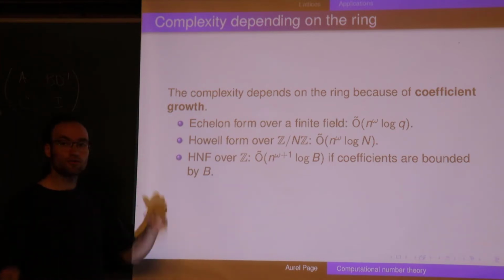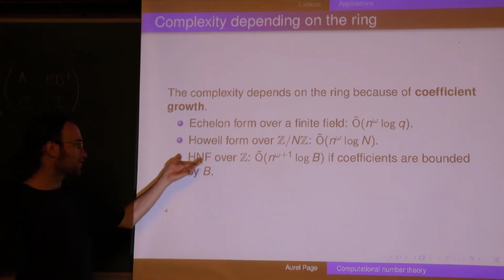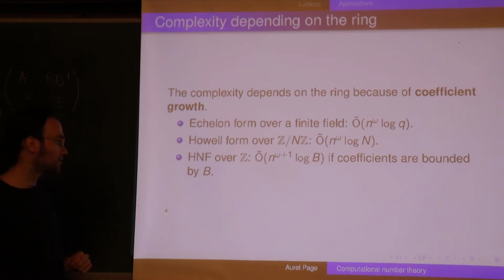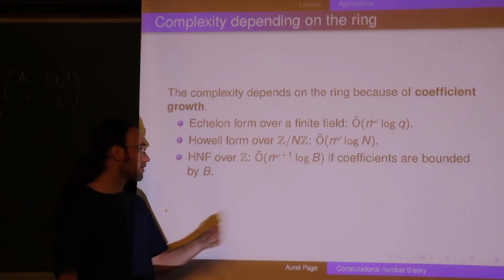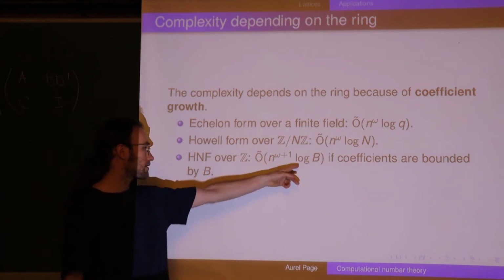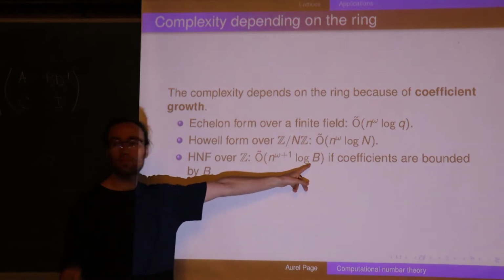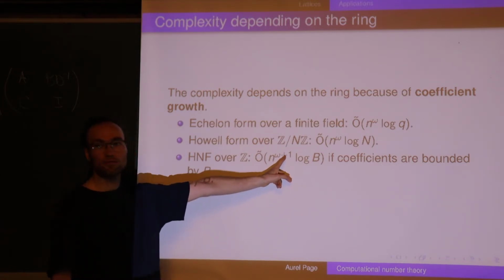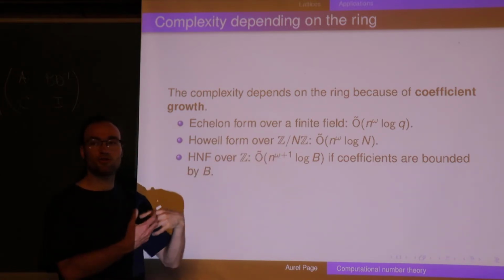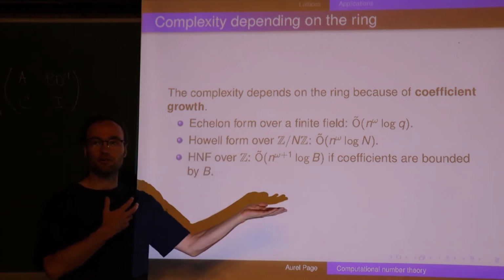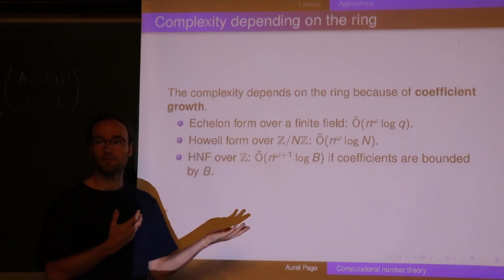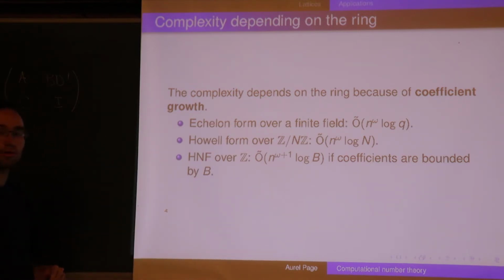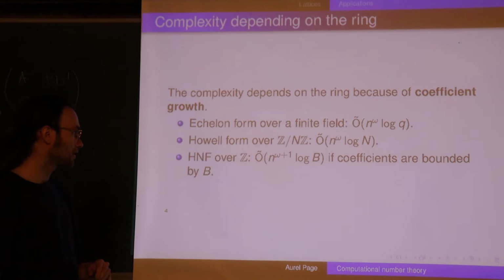When you start getting to infinite rings, well, consider, for instance, the Hermite normal form over Z, then you have to take into account coefficient growth. And you can see here that the complexity depends on the size of the input coefficients, but you also get one more in terms of the dimension because the size of the output can be much larger than the size of the input. Okay, so that's what comes with infinite rings where you can have coefficient explosion.